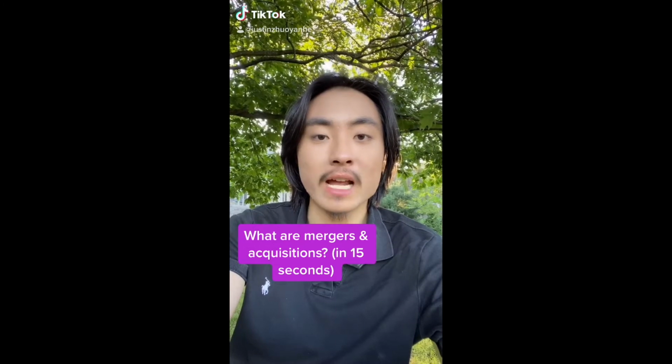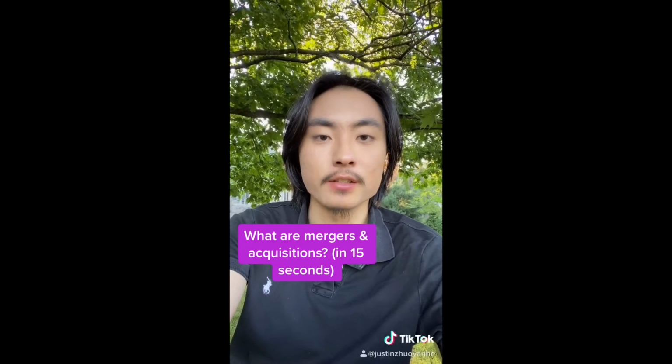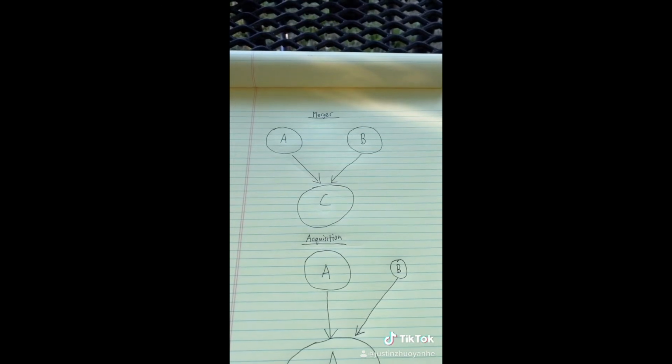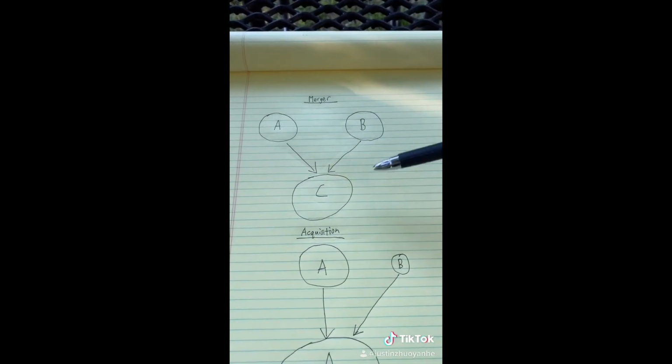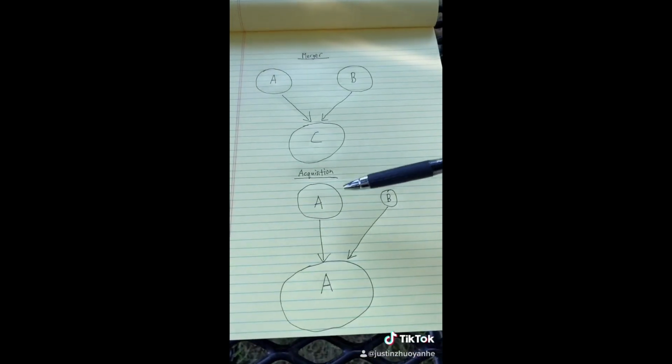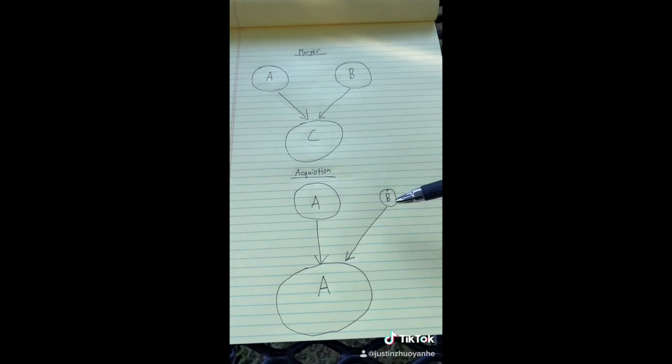What are mergers and acquisitions in 15 seconds? Mergers and acquisitions involve the combination of companies. In the case of a merger, two companies will combine to form a new company. In the case of an acquisition, a company will take over another company.